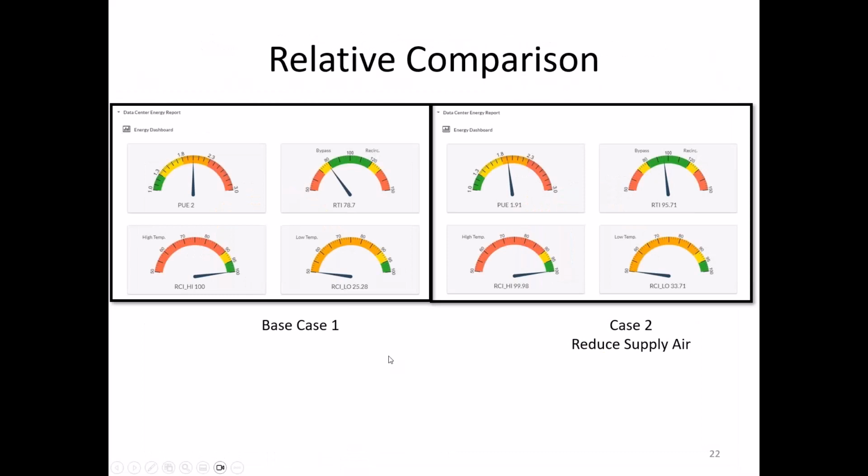So if we look at them side by side, here's our base case over here, and here's our case 2, where all we did is reduce supply air. That's the first thing you want to do to balance, to reduce the supply air. And we did that, and what happened was our RCI high came down just a little. It's still pretty good, but it came down just a little. And our RCI low came up just a little.